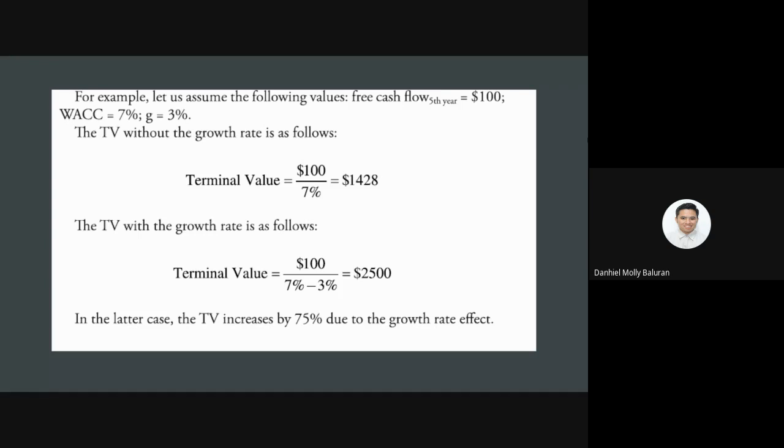So to summarize, TV means capturing the going-concern value of the company beyond the explicit forecasted period. We use TV to identify the value of your company beyond the explicit forecasted period, and we put 4 rules to keep that in place. So that's it.